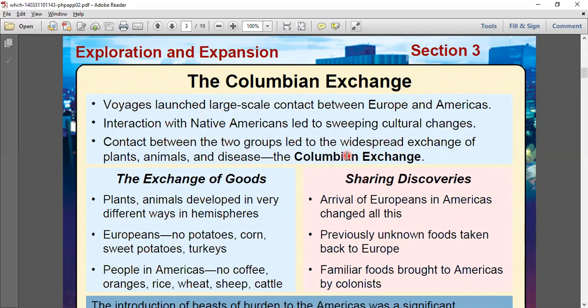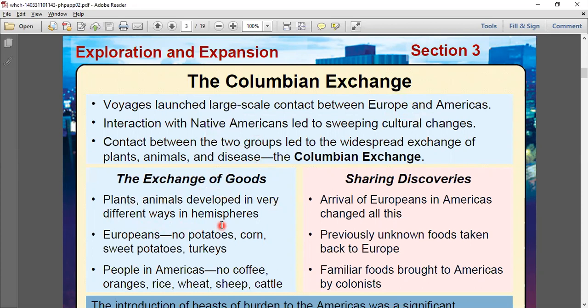So if we are asked what is the Columbian exchange, we mention that this is a widespread exchange of plants, animals, and even diseases between the Europeans and the Americans. We talk about the exchange of goods, like plants and animals. Plants and animals developed in very different ways in the two hemispheres, the two parts of the Earth.